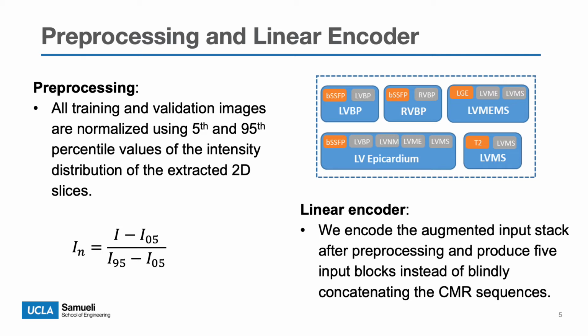The LVME-MS block uses LGE as the input, and the combination of LVME and LVMS as the target. And the LVMS block uses the T2 as the input and LVMS as the target. In the testing mode, the linear encoder will perform on the input stack. The network module will infer on the encoded input, and the decoder will extract the predictions after the post-processing.